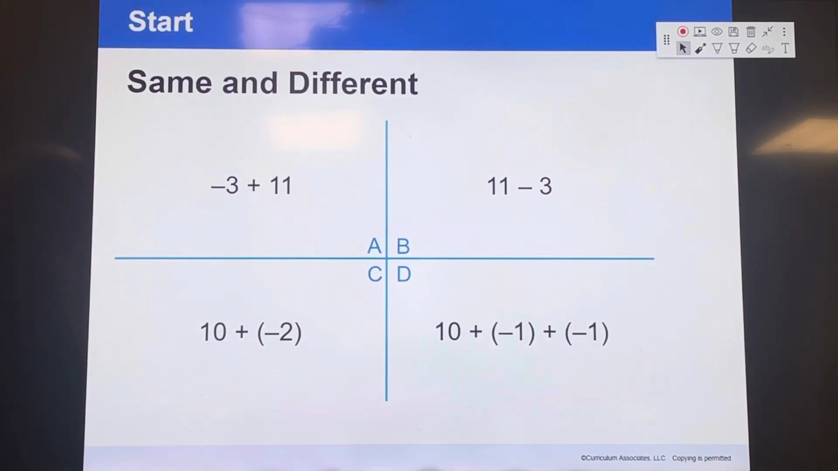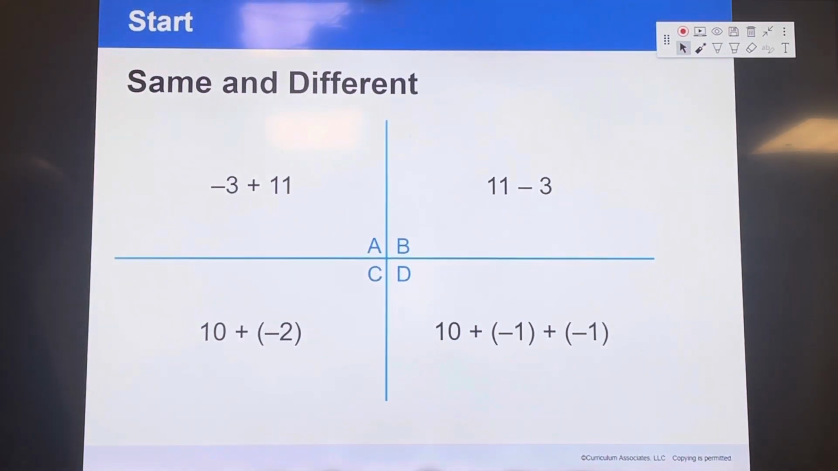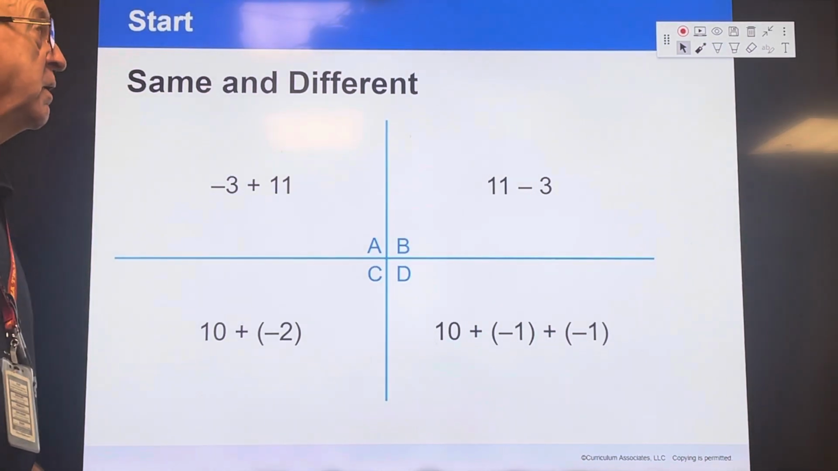And if you look at D, 10 plus a negative 1 plus a negative 1 is the same as 10 plus a negative 2. So C and D are the same. And then if you look at B, B is the only one that has actual subtraction as the operation. All right, so that's your same and different. Let's go ahead and get into the lesson for today.